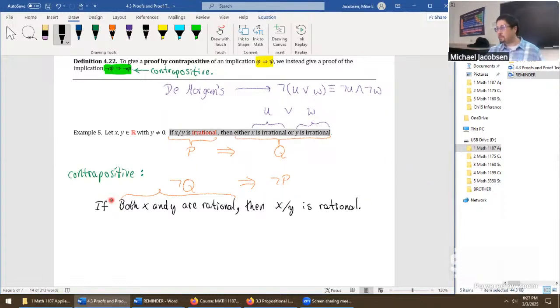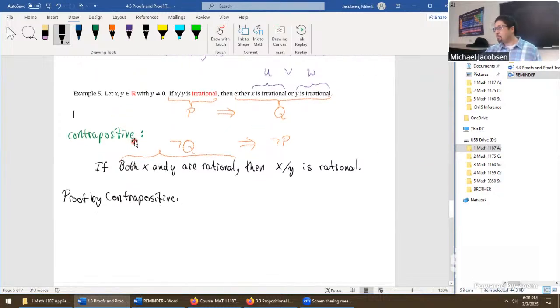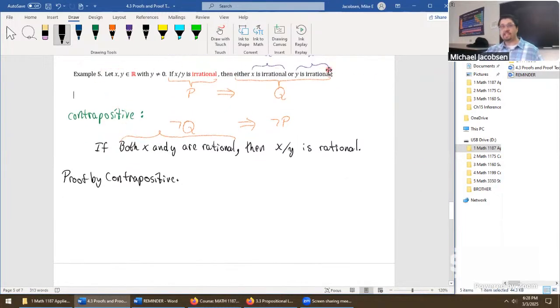So let's now give a proof by contrapositive. Or we could say proof by contraposition, just another stylistic way of indicating our proof method. We're trying to prove this original statement right here, but in doing that proof, we're really proving this one.